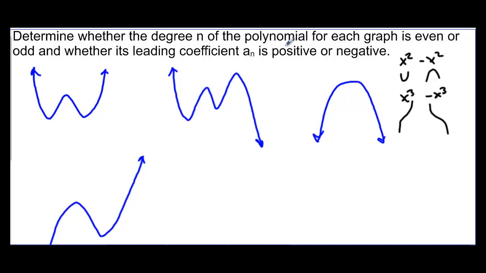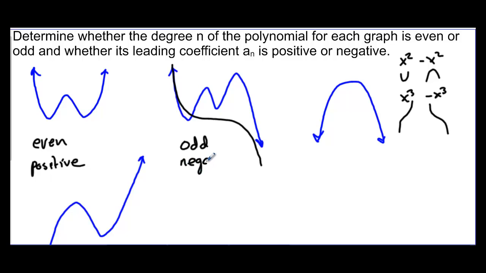So this one, let's see, what does it say? Determine whether the degree n is even or odd. This one has to be even, and then is the leading coefficient positive or negative, and this would be positive. This one looks like a negative x to the third in how it finishes. So this would be odd for the leading power. And then this one would be negative for the leading coefficient. It looks like a negative x to the third on the ends.